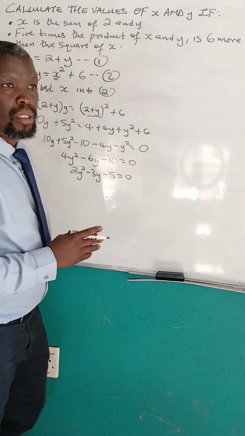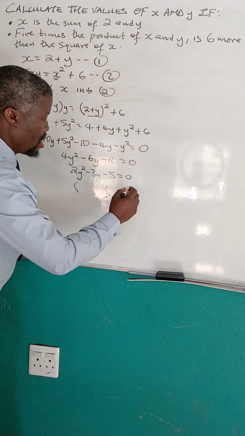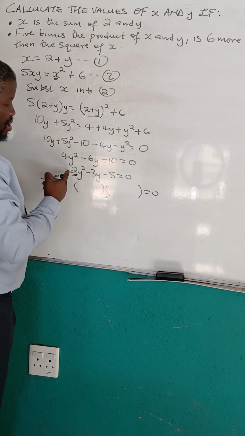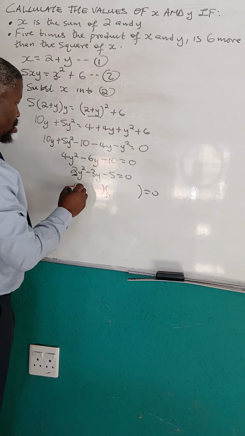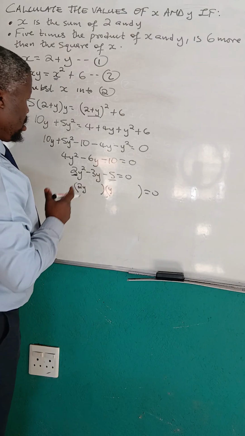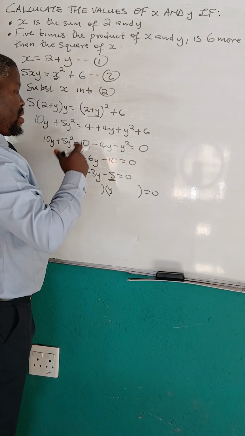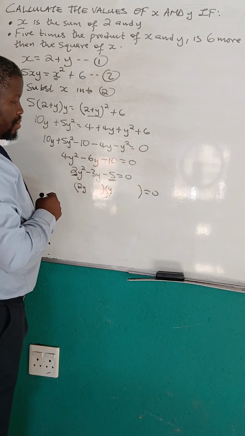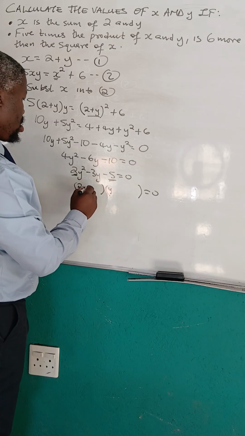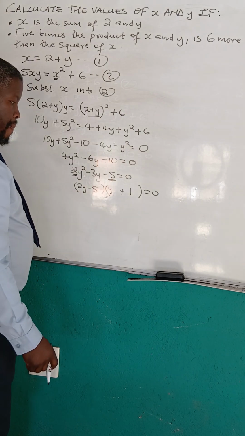On reaching this point, we'll have to factorize. We have 2y here, so the factors of 2 are 1 and 2, so we'll have 2y and y. Over there we have negative 5, the factors of negative 5 are negative 1 and 5, we also have negative 5 and positive 1. Which factors do we have to use here? This one should be negative 5, that side we should put positive 1.